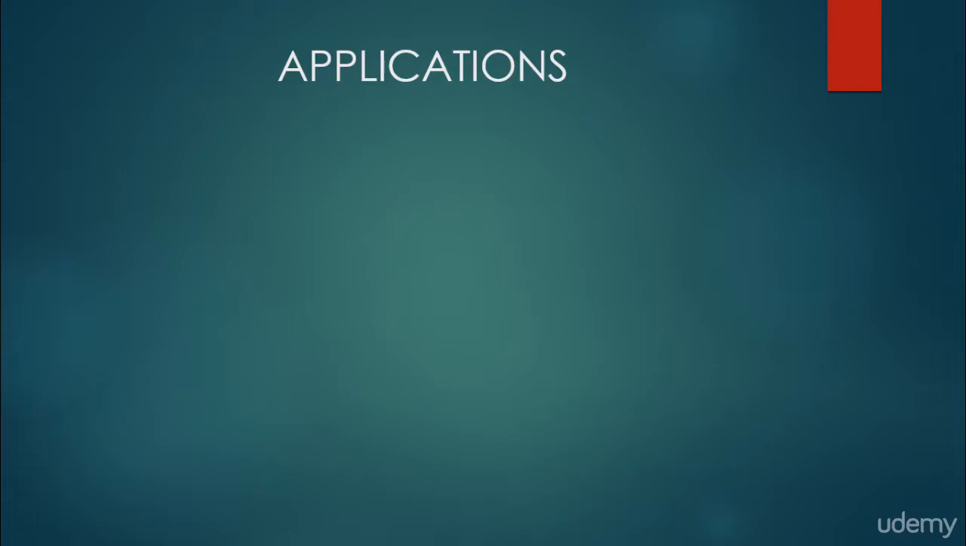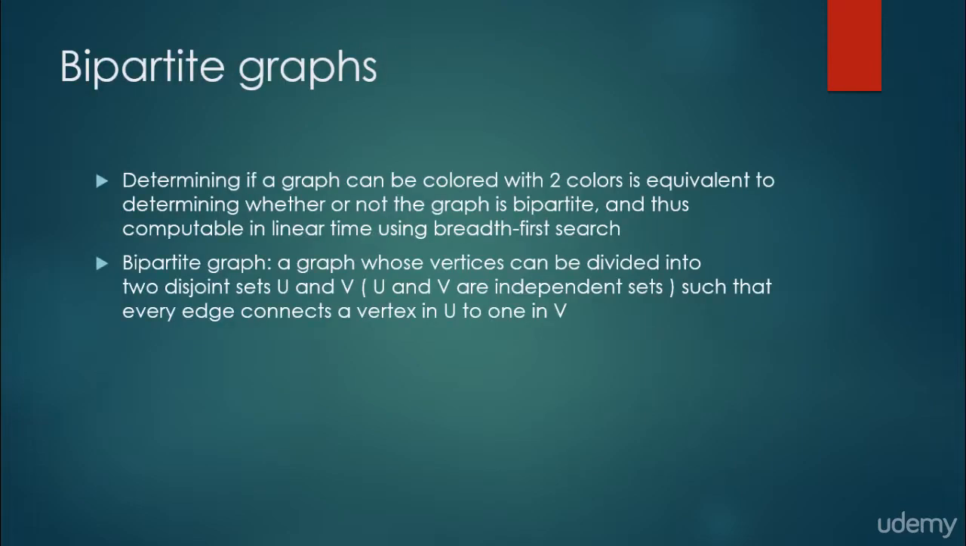It has several applications. For example, bipartite graphs. Determining if a graph can be colored with 2 colors is equivalent to determining whether or not the graph is bipartite, and thus computable in linear time using breadth-first search. What is a bipartite graph? A graph whose vertices can be divided into 2 disjoint sets, U and V. U and V are independent, of course, such that every edge connects a vertex in U to one in V.